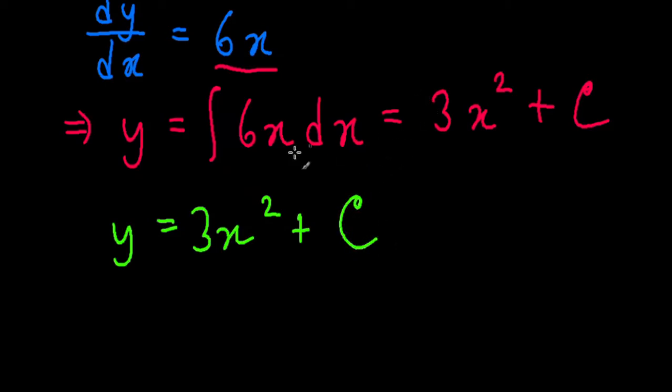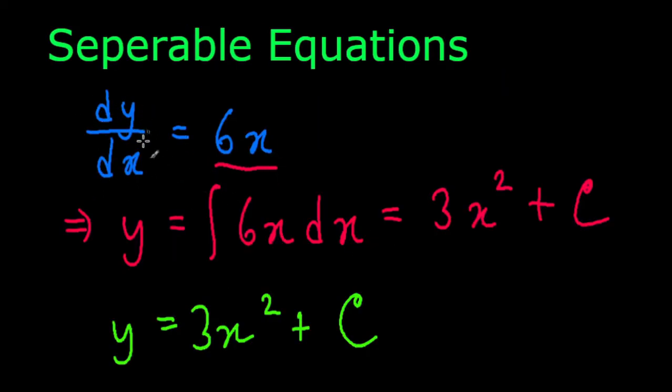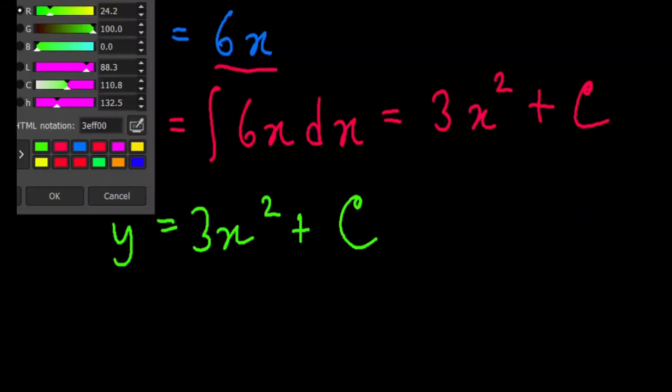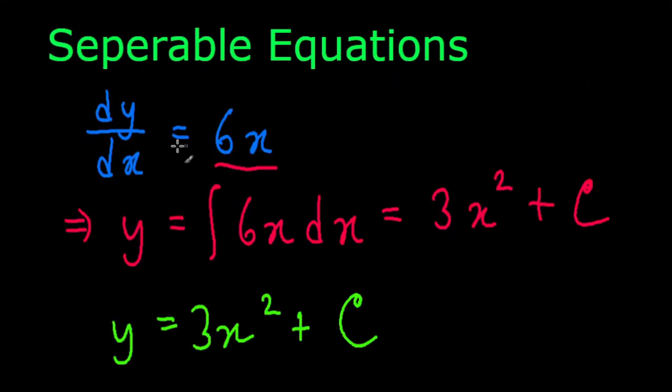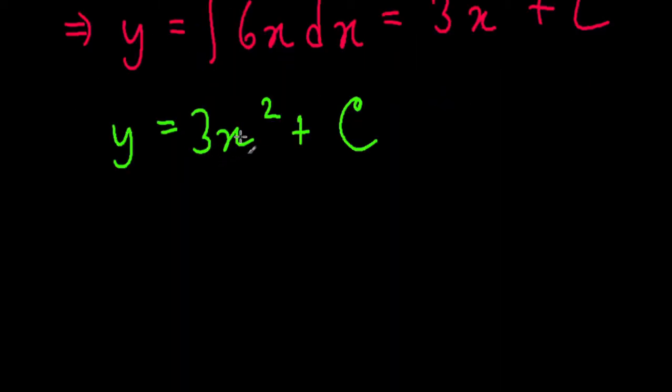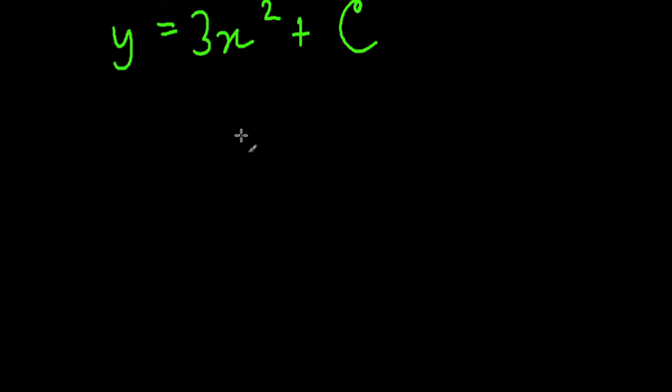But now what I'd like to do is consider solving this in a slightly different way. Obviously, we're going to get the same answer, but I just want to consider solving it in a different way, and we'll see later why. Now, I'll write that equation again. So what do we have? We have the derivative of y with respect to x is equal to 6x.